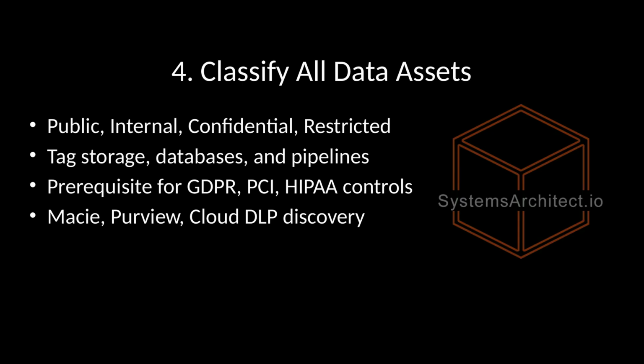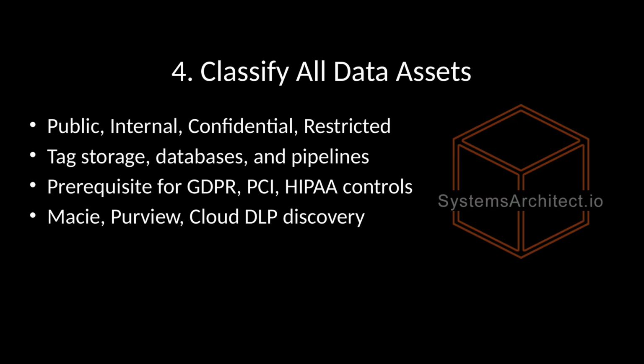Fourth, classify all data assets. What does classification buy you? Sensitivity levels drive encryption, access, and retention. Without classification, you overprotect junk or underprotect regulated data. GDPR, PCI DSS, and HIPAA all assume you know where personal, cardholder, or health data lives. Use 4 levels: public, internal, confidential, and restricted. Tag storage, databases, and pipelines. Run automated discovery quarterly and after big migrations.